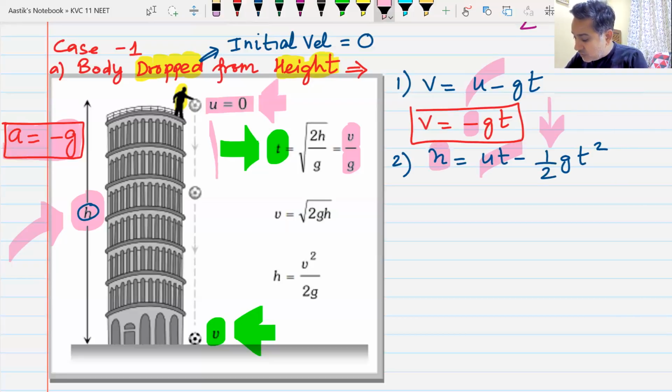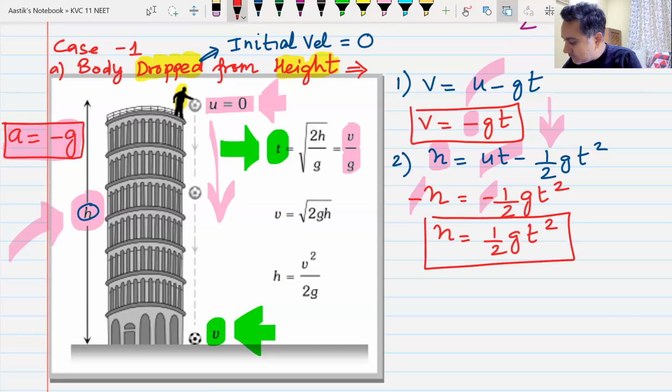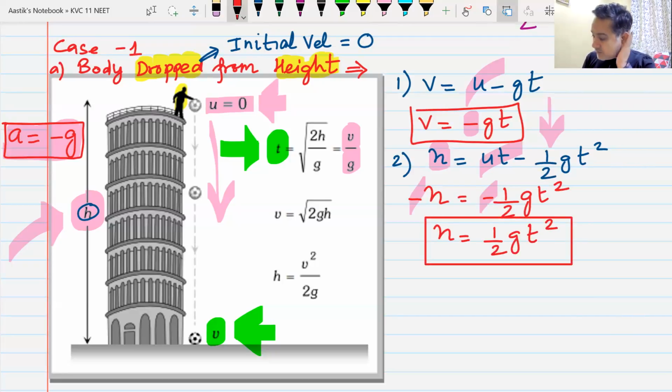Now look at this h. The body is going downwards, therefore h is negative. Yes or no? So with proper sign convention, I will write it as minus h is equal to minus half g t square. This negative negative gets cancelled and I get the equation h is equal to half g t square. Do we understand this? h is equal to half g t square. Do we understand this equation?